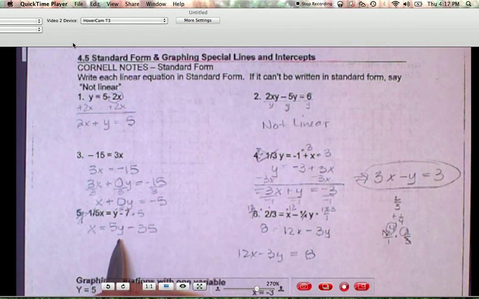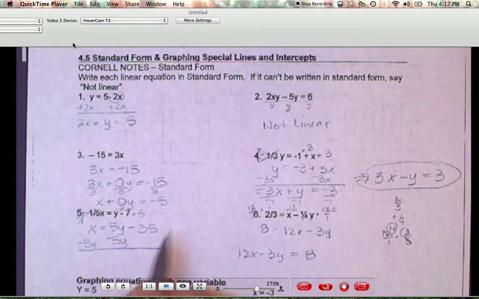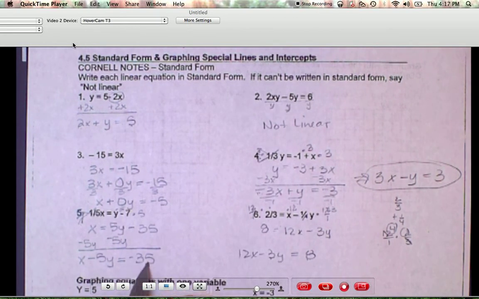Now we need to look at our order here. The y is in the wrong place. It's got to be on the left side. So we want to move the 5y over, so we subtract 5y from both sides. And we get x comes down first, minus 5y equals negative 35. We've got it in the right order. X and y are in alphabetical order. The constant's on the right side.